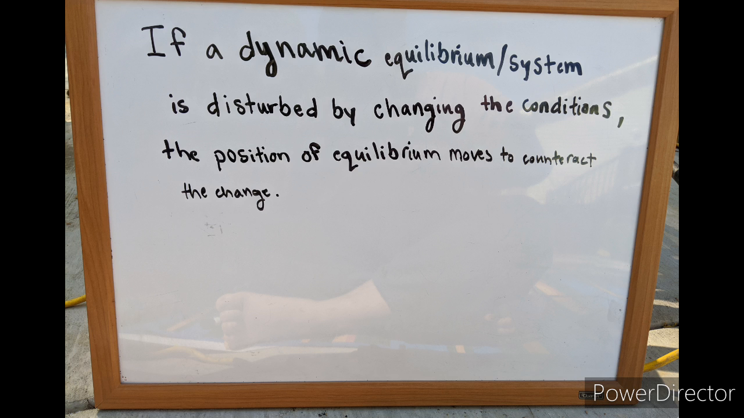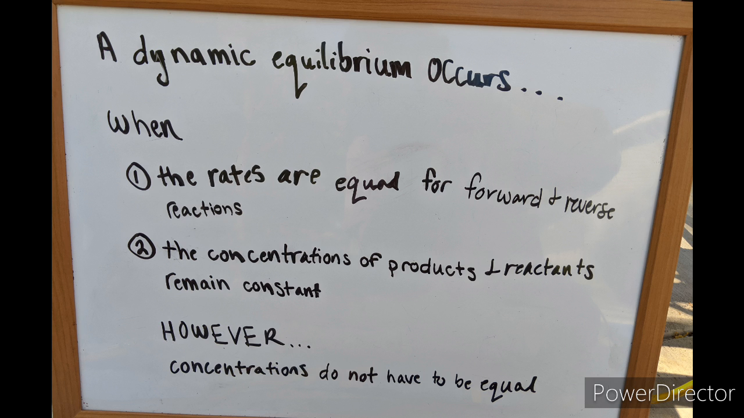Before continuing further, we must understand exactly when a reaction is in dynamic equilibrium. A dynamic equilibrium occurs when the rates are equal for the forward and reverse reactions and the concentrations of both the products and the reactants remain constant. However, this does not mean that the concentrations have to be equal.